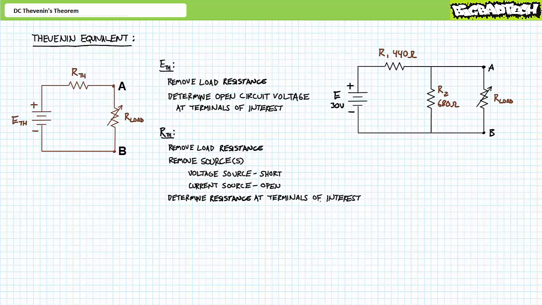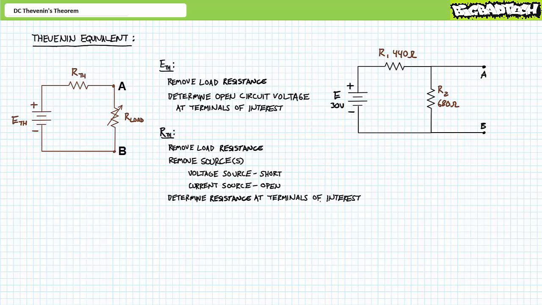Let's determine the Thevenin's equivalent voltage seen by this load resistor. Step 1. Remove the load resistor from the nodes of interest. Step 2. Determine the open circuit voltage seen across the two nodes of interest. In this case, the open circuit voltage across the terminals A and B would be the voltage across R2.